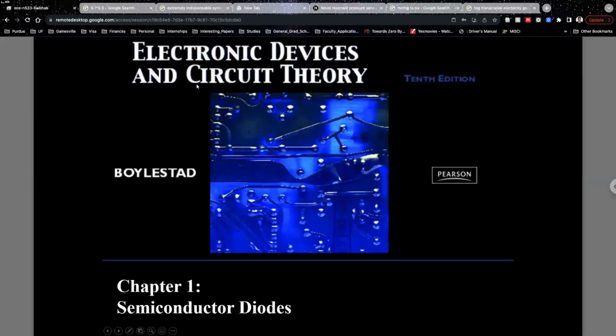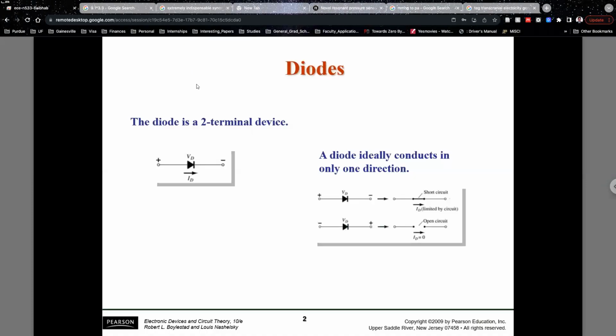All right, so today we are going to start with our discussions on diodes. We'll go through the very basics of diodes and then probably try to look into a few design examples as well. But diodes will not be part of your exam one.